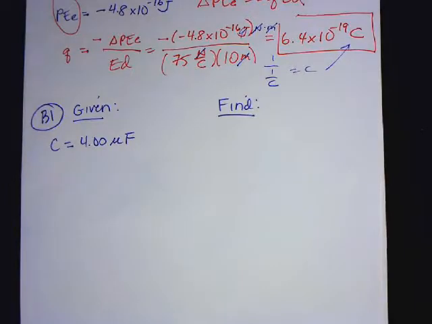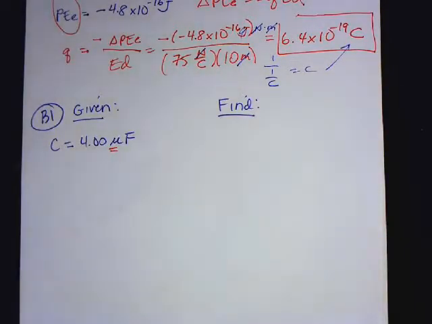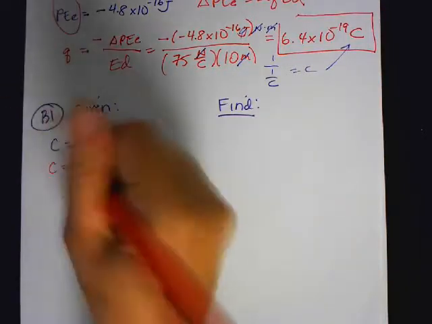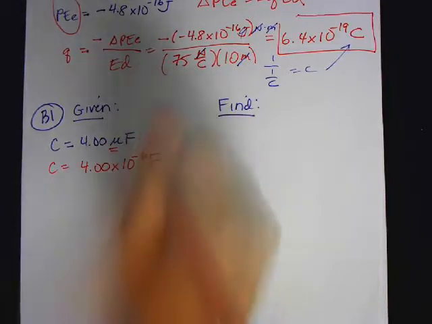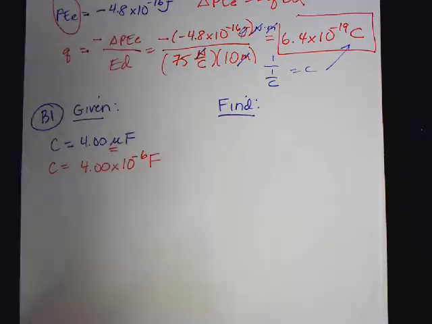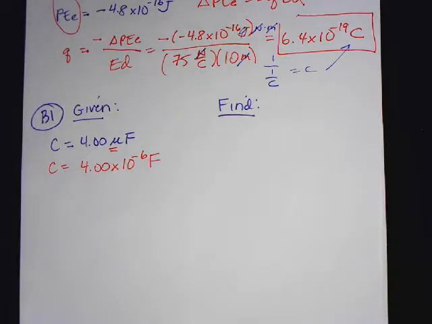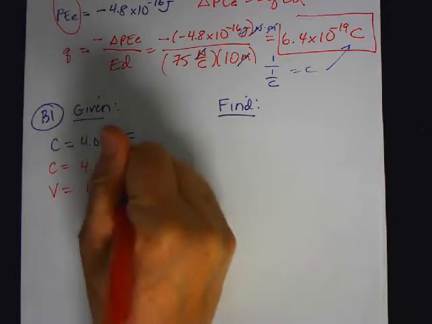Now, before I even go on, this is a prefix. So number one, are we going to be responsible for knowing that prefix on the test? Yes. So what I would do is I would rewrite this and say 4, and now micro means 10 to the negative 6 farad. So this way, when I'm doing my calculations, I'm not going to forget to put that in there. So I'll do it right away in my given. It says a 12-volt battery. So the voltage is equal to 12 volts.